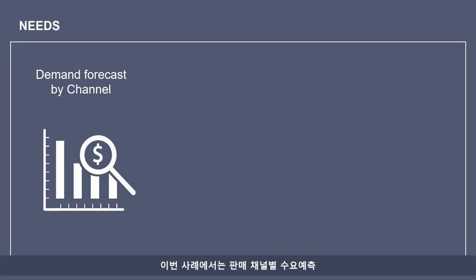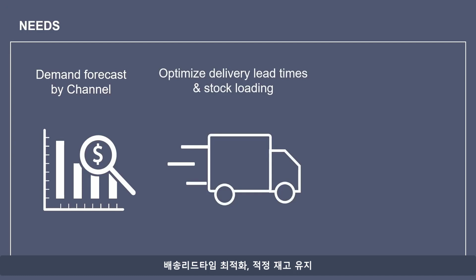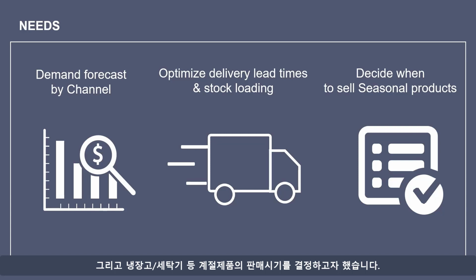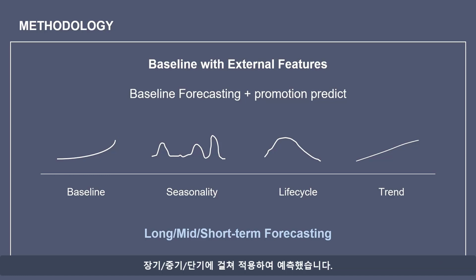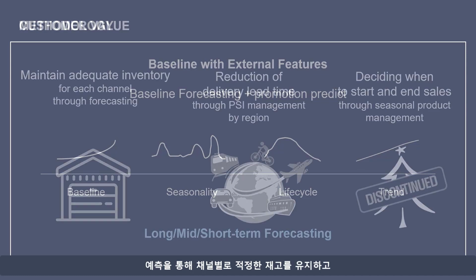There was a need for predicting demand by channel, optimizing delivery lead time, maintaining adequate inventory, and deciding when to sell seasonal products such as refrigerators and washing machines. The baseline with external features technique is used to predict demand based on baseline prediction and promotion effect measurement. The prediction was made by applying it over the long, mid-short term.